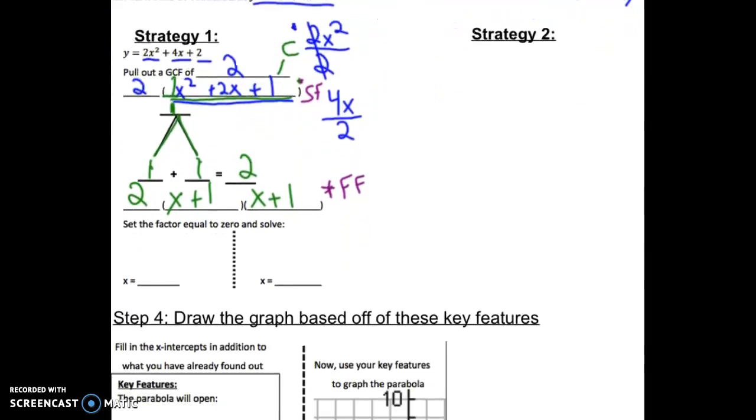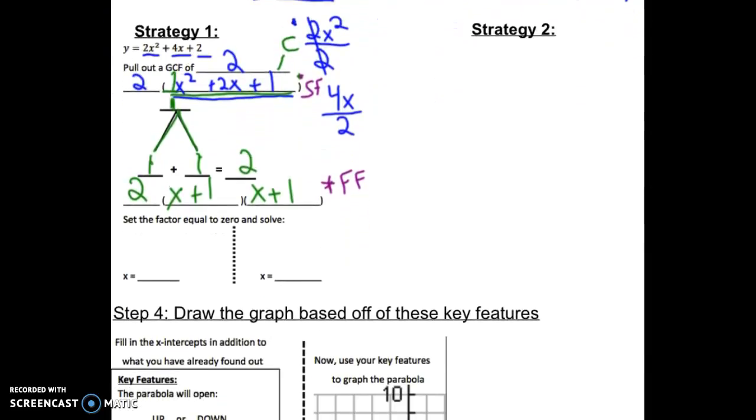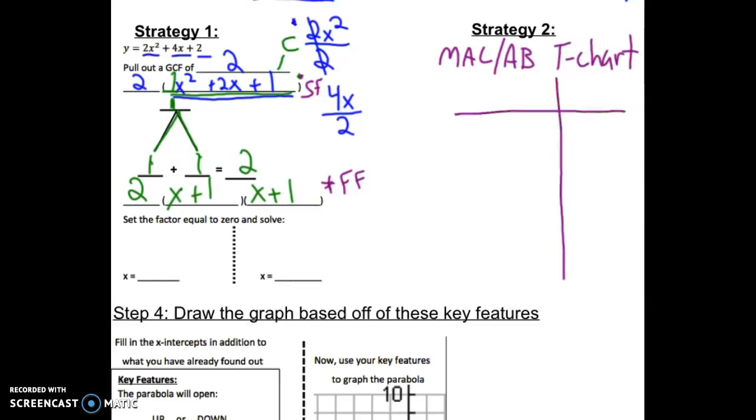That's the first strategy. The second strategy of factoring I like to use is called a MAC-AB t-chart. So a MAC-AB t-chart works the same way. I'm going to draw what looks to be just a t-chart, and the MAC term goes here. MAC stands for you multiply the A term, which is 1, and the C term, which in this case is also 1.